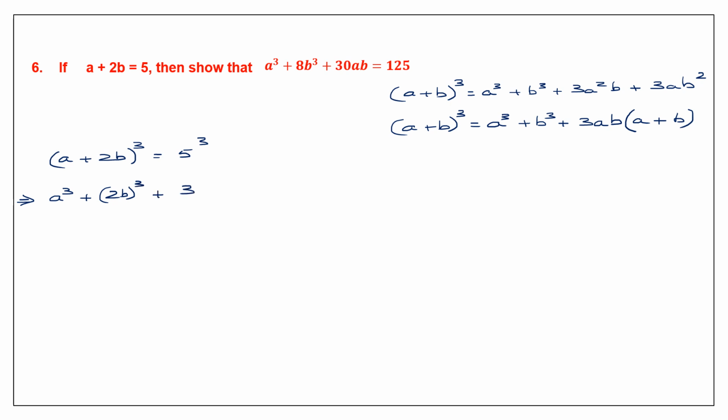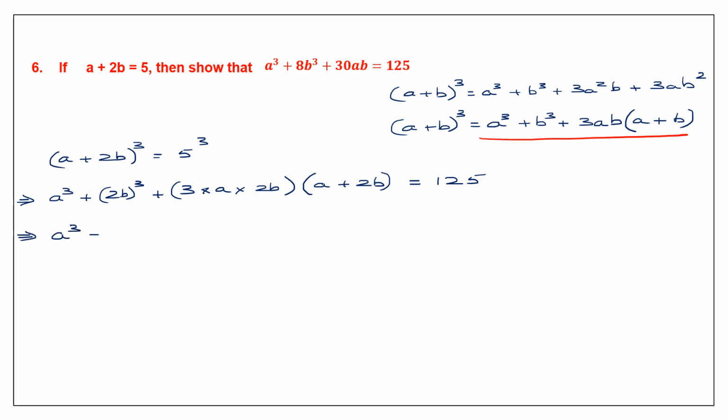Remember I'm following this expansion. So 3ab means 3 into a into b, which is 2b. 3ab into a plus b. A plus b is 2b. And all this is equal to 5 cube. That is 5 into 5 into 5. And that is 125. Now let's simplify this left hand side.